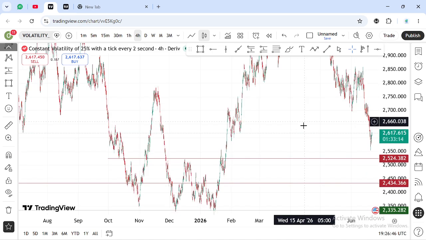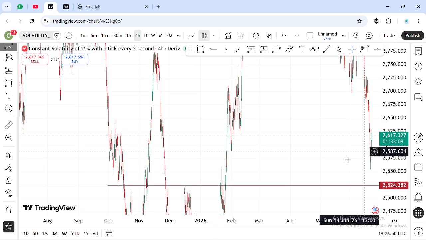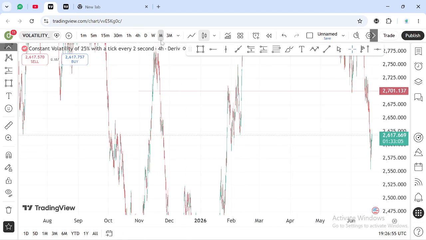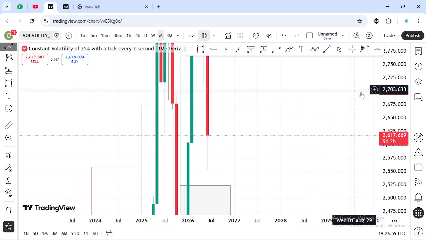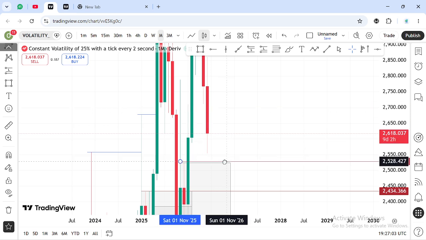Getting another block that gives me a break and retest, I would have to go back to my monthly time frame chart and fix this properly. Okay, very good, because this is very important.